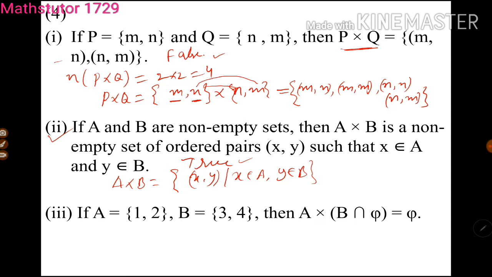Now come to the third statement. If A is equal to set 1 comma 2 and B is equal to 3 comma 4, then A cross B intersection 5 is equal to 5. Now first find the B intersection 5. By the definition of intersection, we have to take the common elements, but here there are no common elements because 5 has no elements at all and B has elements 3 comma 4, but these two sets have no common elements, so B intersection 5 is always 5. Okay, now find A cross 5.